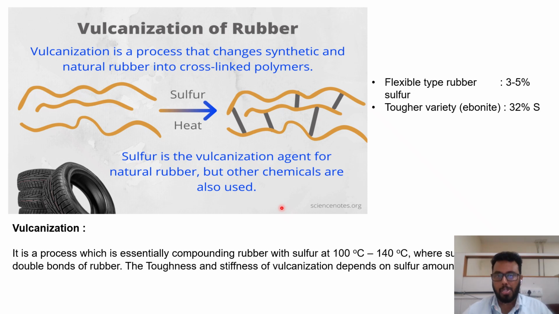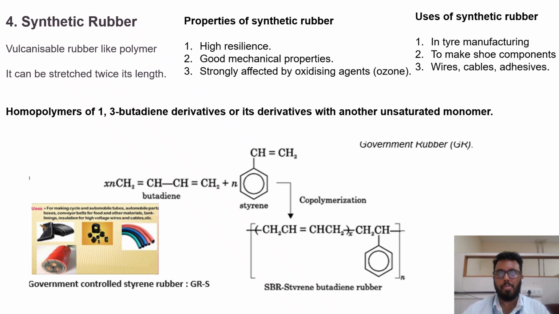Other chemicals can also be used. It is basically compounding rubber with sulfur at elevated temperature, like 100 to 140 degrees centigrade, during which sulfur enters into the double bonds of rubber and gets bonded and increases the toughness and stiffness of the product, that is vulcanized rubber. So the degree of vulcanization depends on the sulfur amount introduced. Flexible rubber can be prepared by using 3 to 5%, whereas a tougher variety, that is ebonite, can be prepared with 32% sulfur.